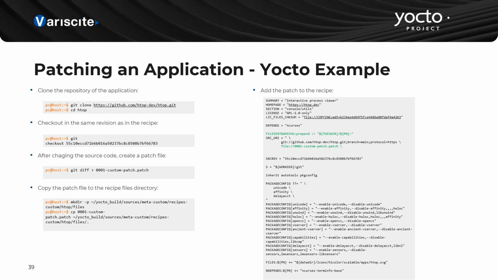Now let's talk about how we patch an application. Patching an application is basically when you take an application that has already been installed or built in your image, and you have to make some changes because the application needs to meet some requirements and so on.